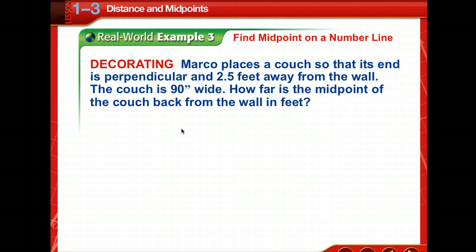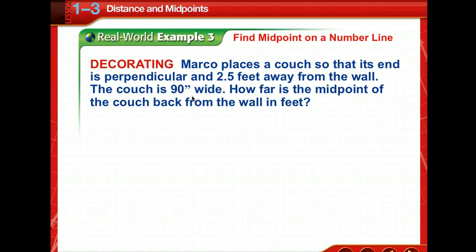So here we're doing some decorating, and I want you to pause for a moment and read this problem. Okay, do you notice something about the problem? It's 2.5 feet away from the wall, and the couch is 90 inches wide. So here we're talking about 2 different units of measurement, so we need to make them read the same. Now, if we make 2.5 feet into inches, we're working with big numbers. How about we change 90 inches to feet?